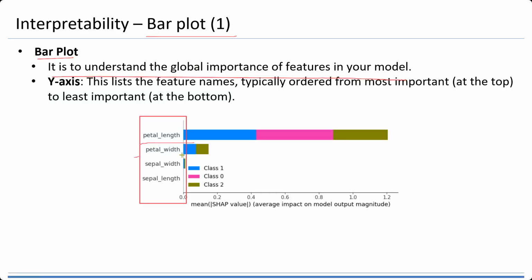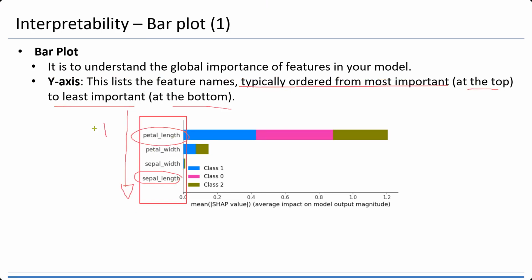We have the axis. This is the y-axis. The y-axis lists the feature names. So we have petal length, petal width, sepal width, sepal length. This is an order from the top to bottom. It is typically ordered from the most important features at the top to the least important at the bottom.